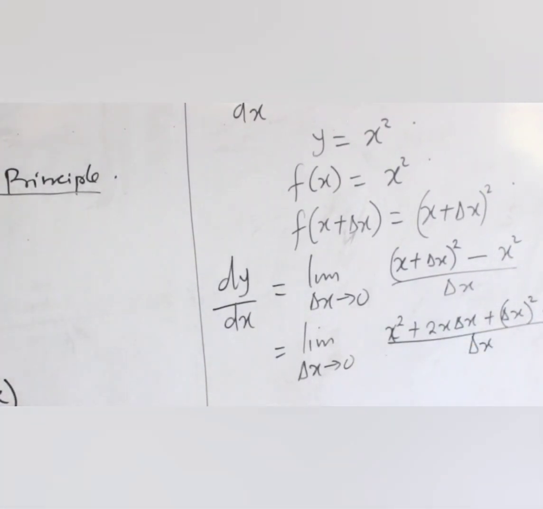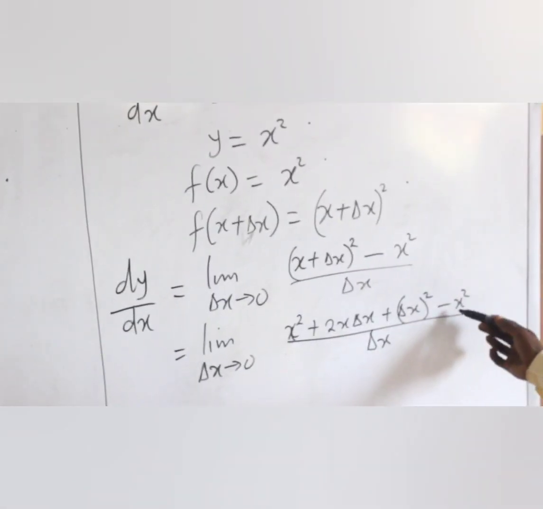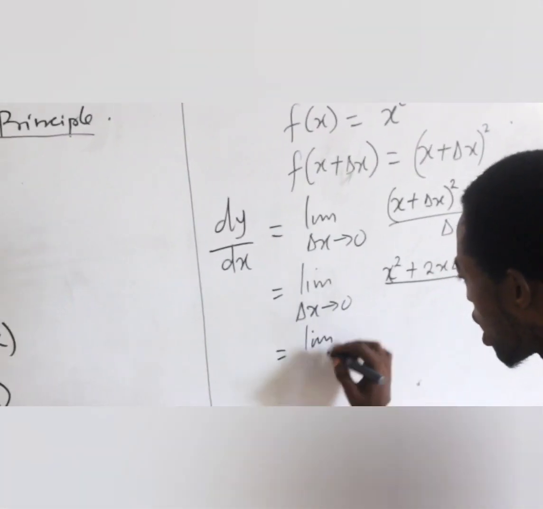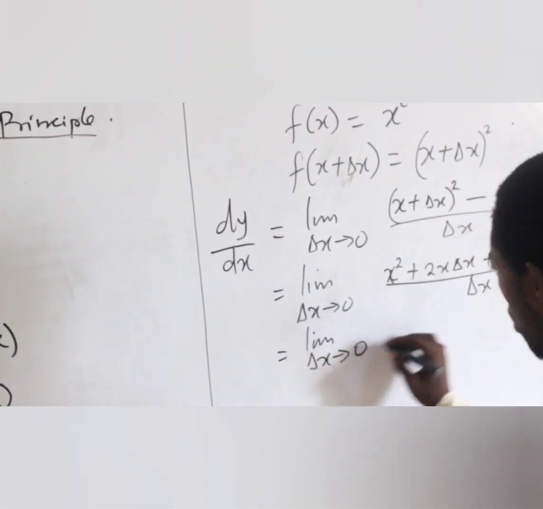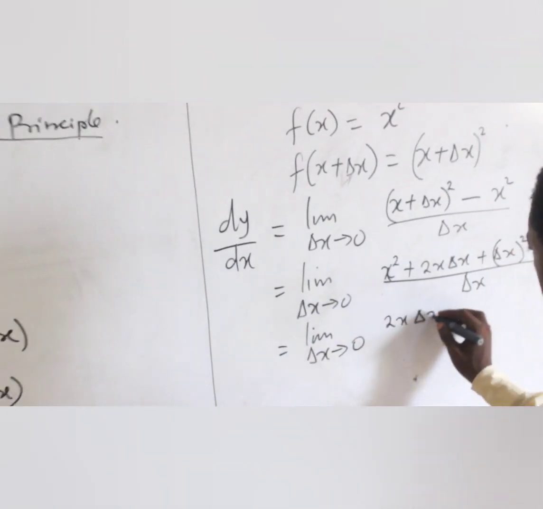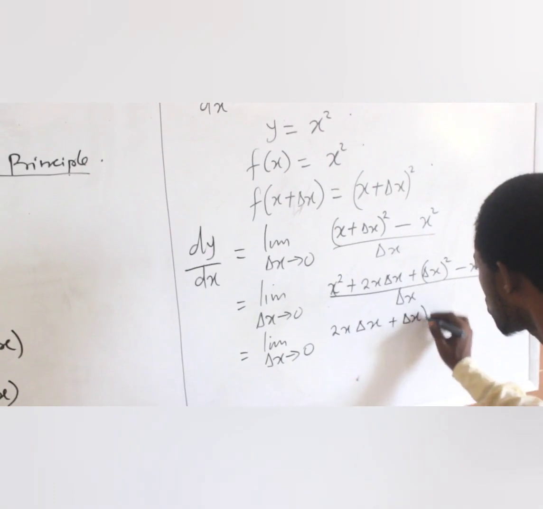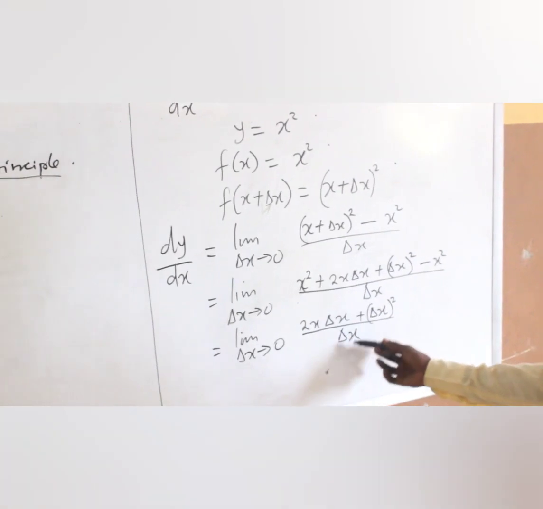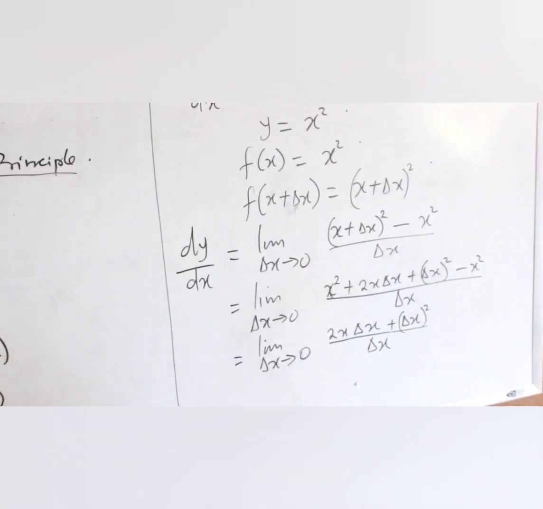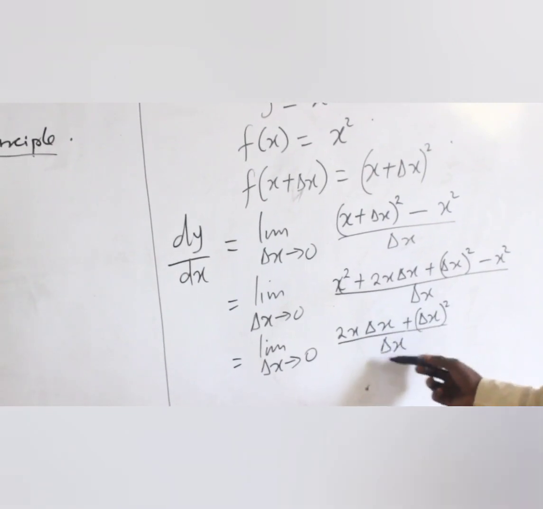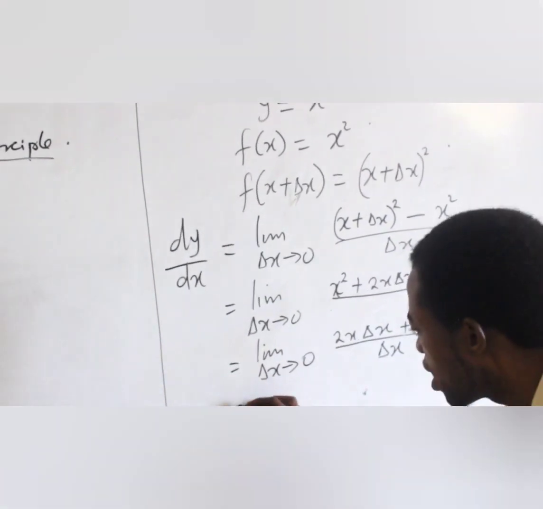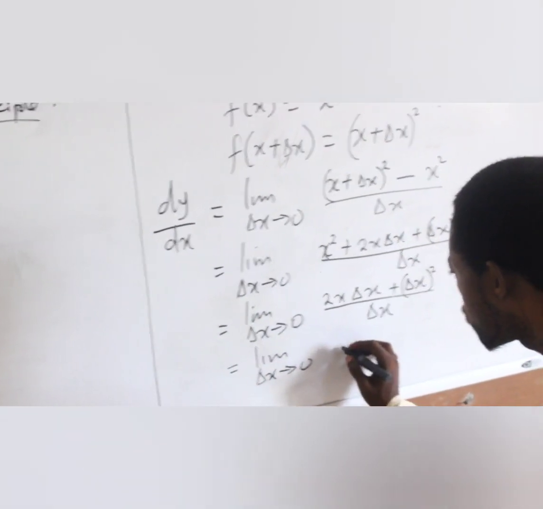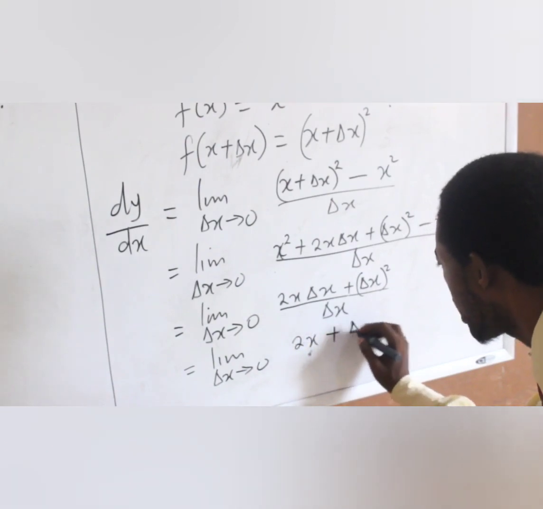So by the time you look at this, you can see that x squared minus x squared cancel out. So what we have left now is limit as delta x tends to 0 of 2x delta x plus delta x squared over delta x. Now easily we can say delta x cancels delta x here, also delta x cancels one delta x here, because these two terms are divided by delta x. So what we now have left is limit as delta x tends to 0 of 2x plus delta x.